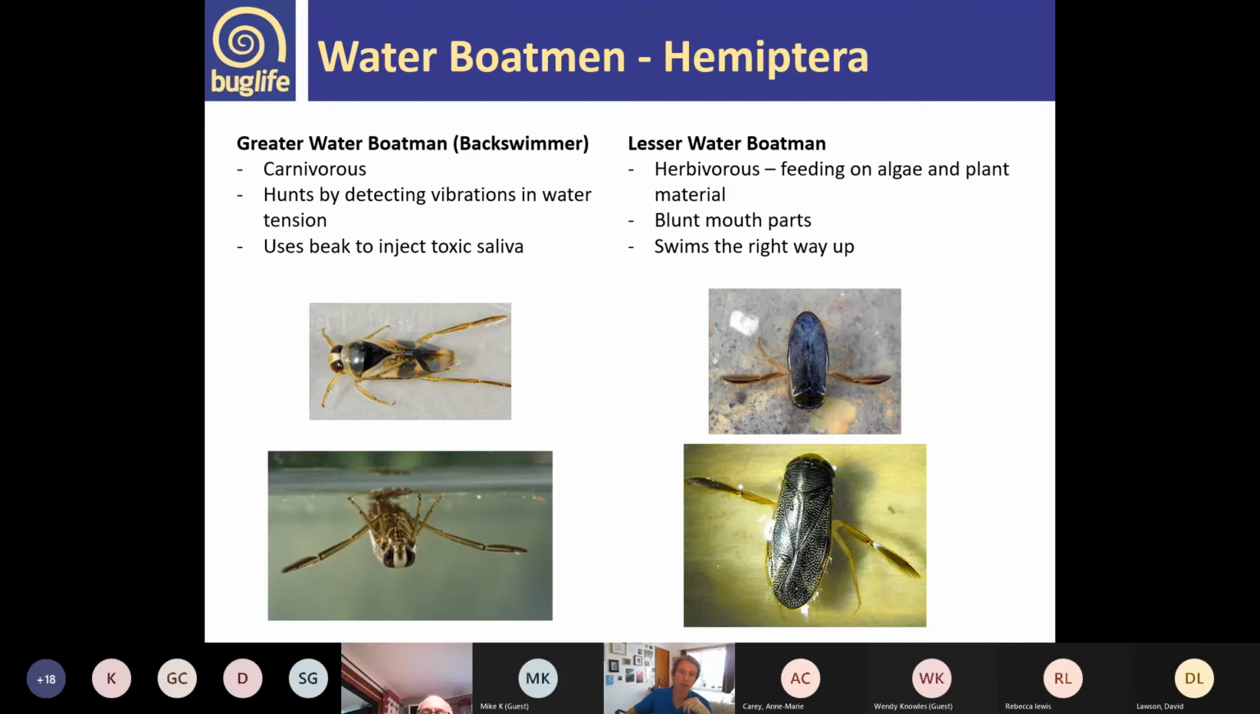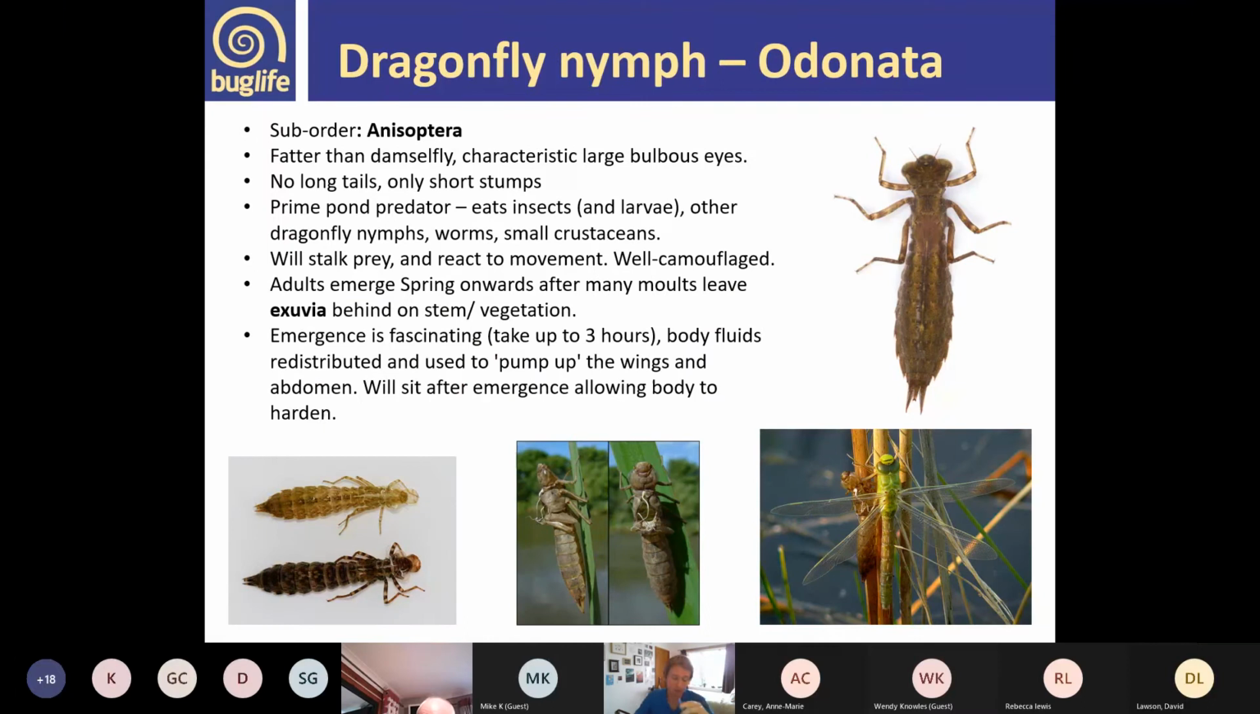So the last group of insects that I'm going to describe are the dragonfly nymphs, the suborder of Odonata, Anisoptera. Anisoptera are much larger and bulkier than their smaller cousins, the Zygopterans. They are also predatory, however, and like the great diving beetle, are often top of the pond food chain in which they live. They have big bulging eyes and very short stumps rather than actual tails.